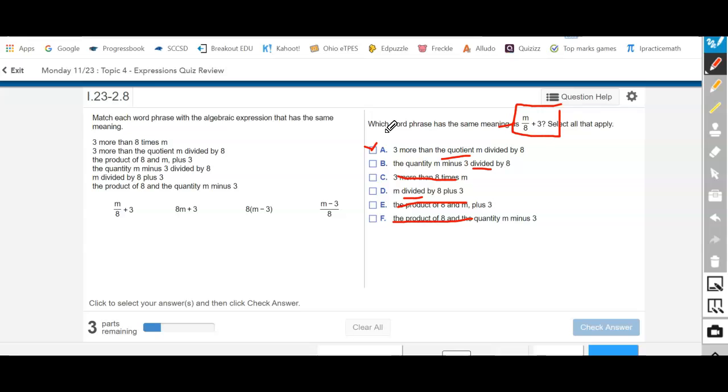The quantity m minus 3 divided by 8. No. That would be m minus 3 divided by 8. That's what that would look like. M divided by 8 plus 3, yes. All right.